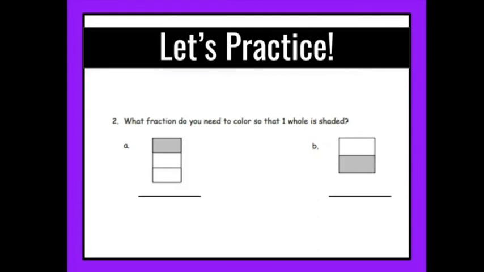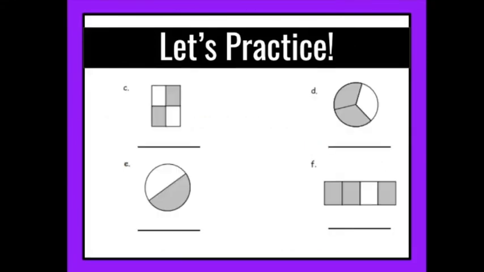Moving on, what fraction do you need to color so that 1 whole is shaded? A, this shape is partitioned into thirds. There's only 1/3 shaded, so that means I need to shade in 2/3 to make 1 whole. 2/3 plus 1/3 is 3/3, or 1 whole. B, this shape is partitioned into halves. There's only 1/2 shaded, so I need to shade in 1 more half. 2/2 equals 1 whole. Let's look at C.